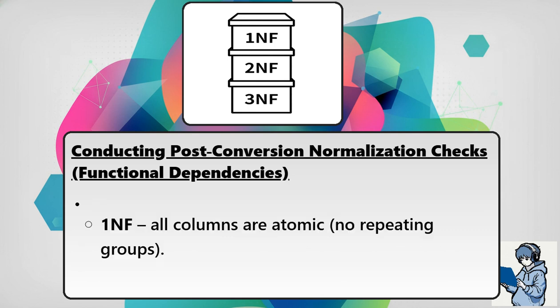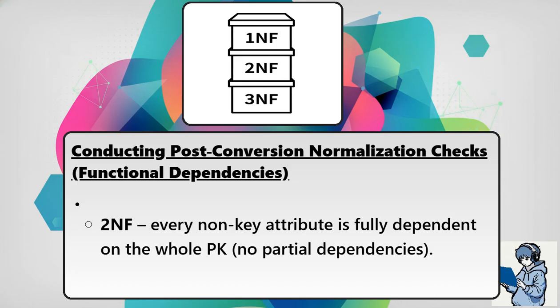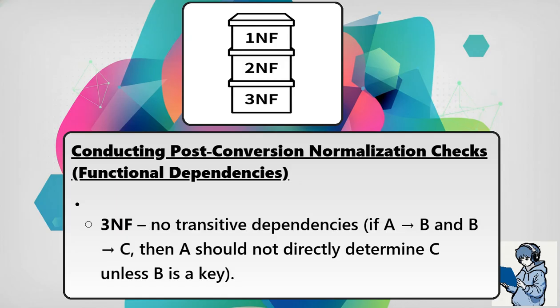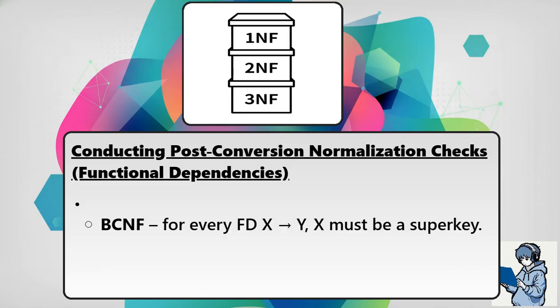First normal form: all columns are atomic, no repeating groups. Second normal form: every non-key attribute is fully dependent on the whole primary key, no partial dependencies. Third normal form: no transitive dependencies. If A determines B and B determines C, then A should not directly determine C unless B is a key. Boyce-Codd normal form: for every functional dependency X determines Y, X must be a superkey.